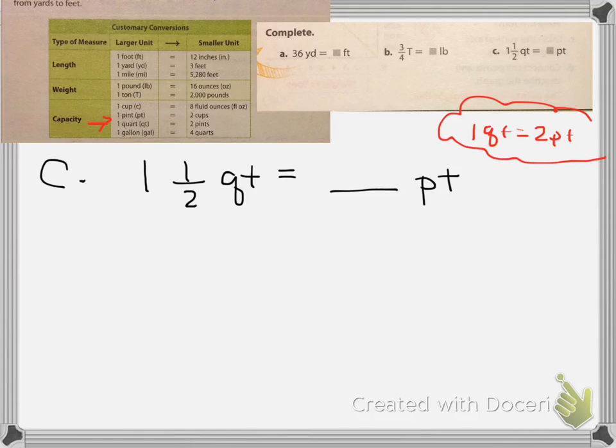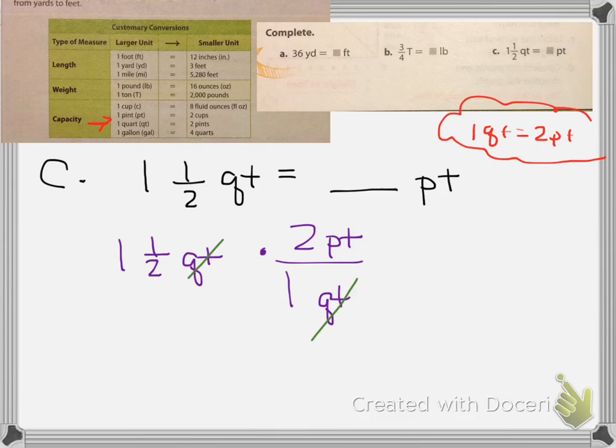Now we want to set up our problem. So let's go ahead and switch colors so that we can do that. So we first start with 1 1/2 quart. Oops, don't need the quart. Times, and remember we need to have quarts on the bottom. So we look at our conversion and we see 1 quart down here equals 2 pints up here. Okay, so we'll cross-simplify out that quart right away so that we can get rid of that.